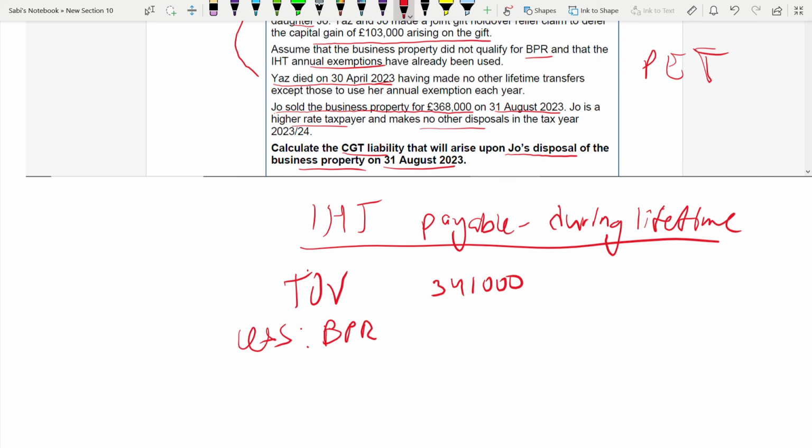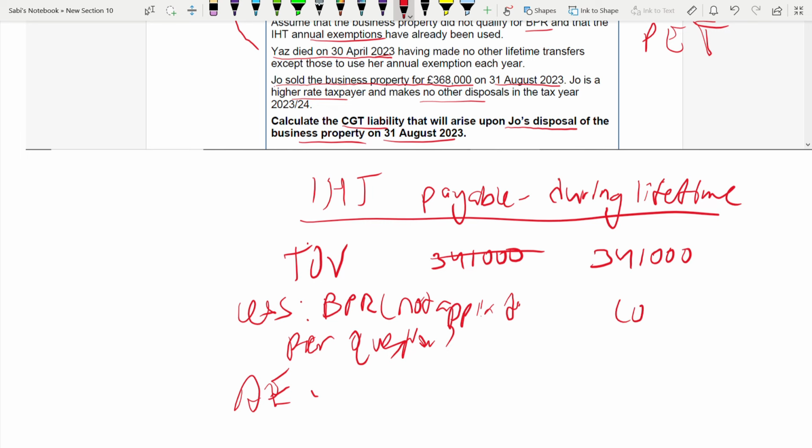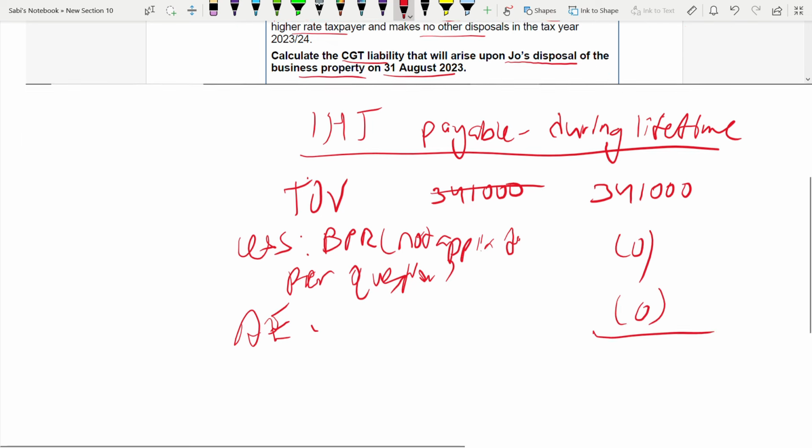Same for annual exemption. It is not available in the question. So transfer of value is 341,000. BPR is 0. Annual exemption is 0. For that 0, 0 you are going to get marks, because normally we deduct annual exemption from transfer of value. So 341,000.